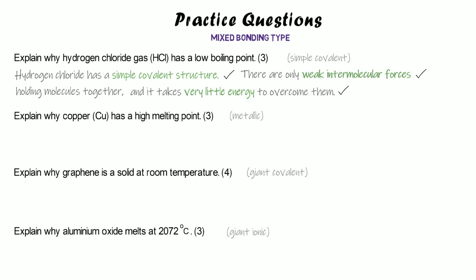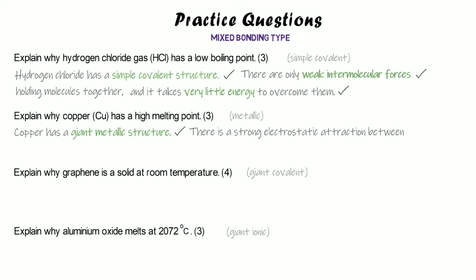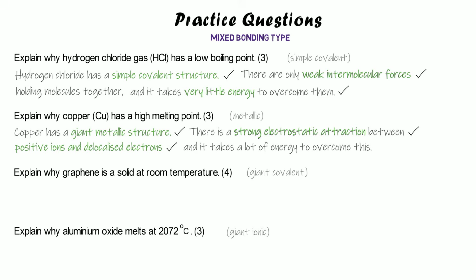Copper is a metal, so you need to know that it's metallic bonding. So copper has a giant metallic structure, and that gives us our first mark. Because it's metallic, there will be a strong electrostatic attraction, and the attraction is going to be between, this time, positive ions and delocalized electrons, because the electrons are negative. Because it's a strong attraction, it takes a lot of energy to overcome that attraction or to break those metallic bonds.